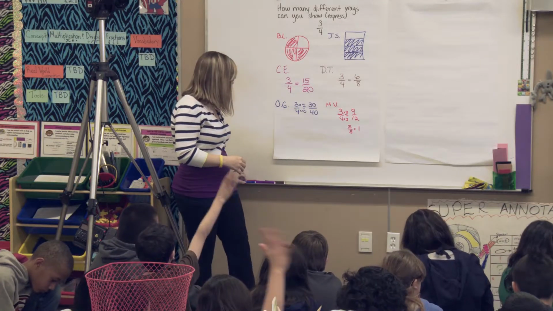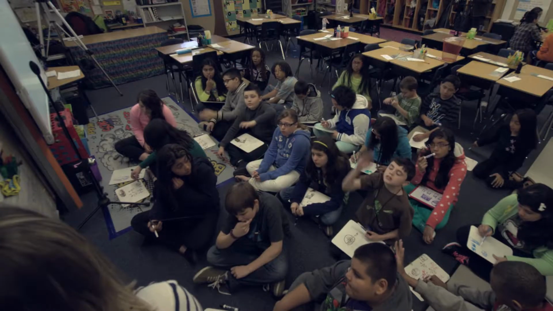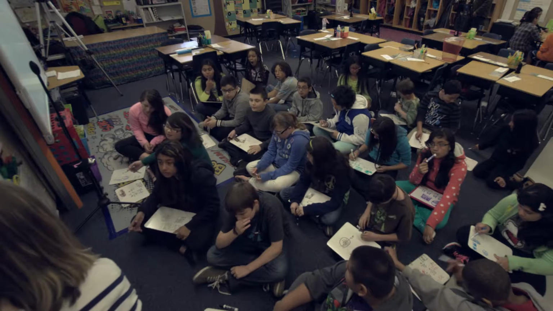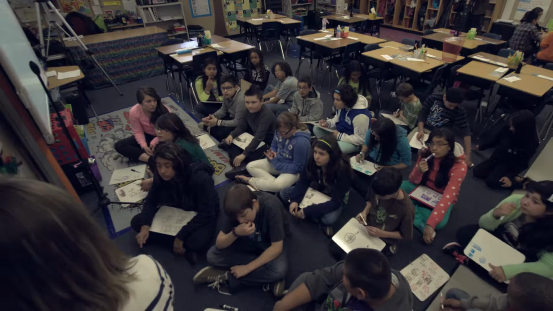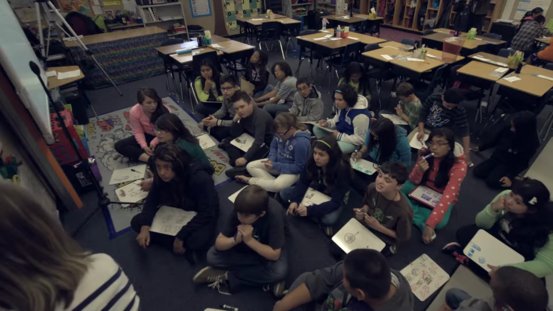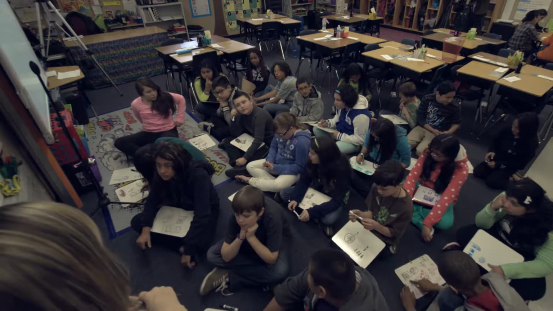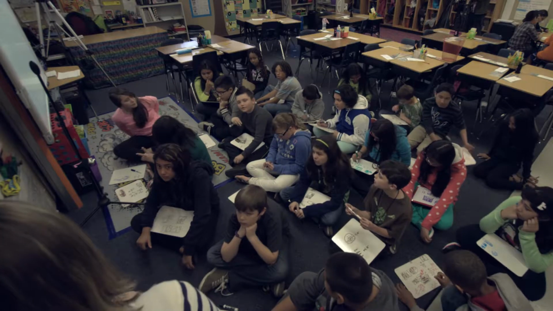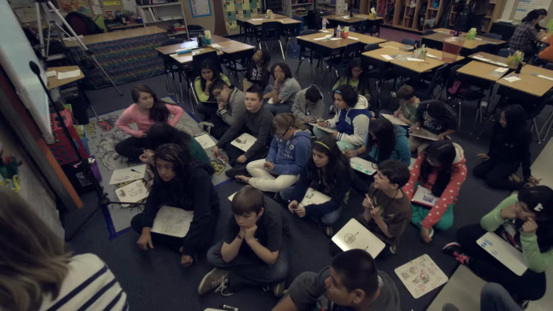Okay, let's get one more on there. Seth, 30/40 equals 300. So our original fraction was 3/4. Can you say that one more time? 3/4 equals 30/40, and 30/40 equals 300/400.